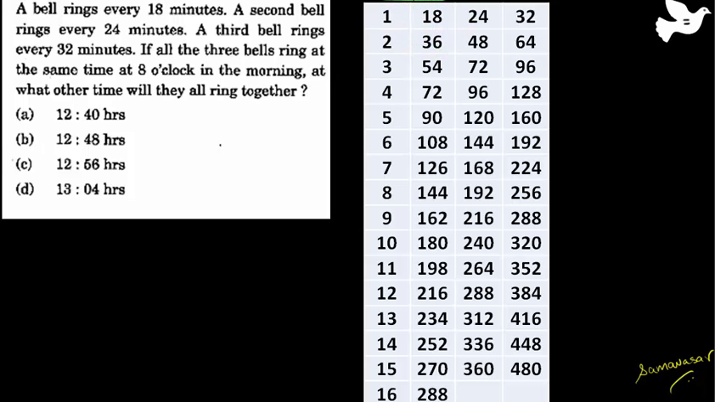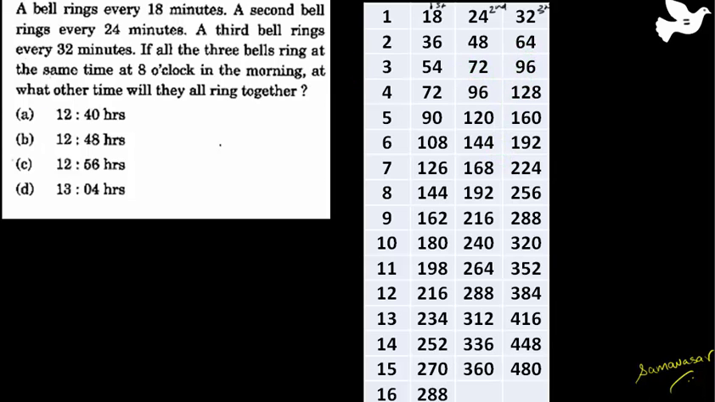So this is the first bell. In the first bell, it first rings at 8 o'clock. Then it's ringing every 18 minutes. So it rings at 18, then 36 minutes, then 54 minutes. This is basically the table of 18. Similarly, the second bell rang at 8, then it rang at 24 minutes, then 48 minutes, then 72 minutes. Again, this is the table of 24. Similarly, the third bell is ringing at 32 minutes, then 64, then 96, and so on.